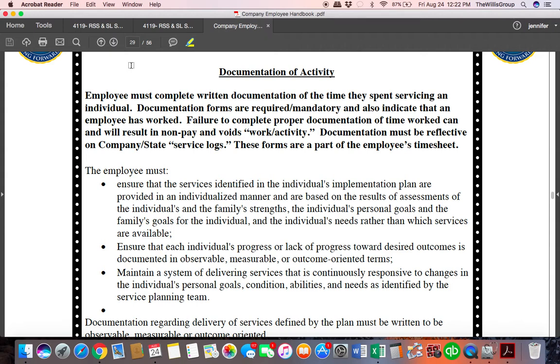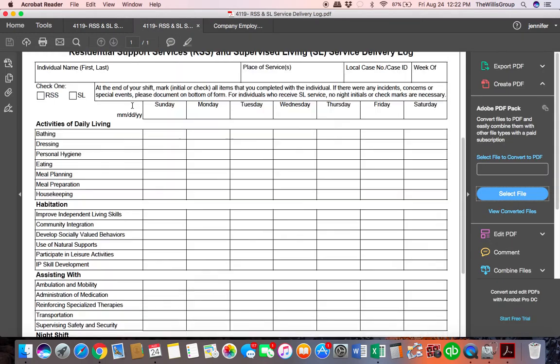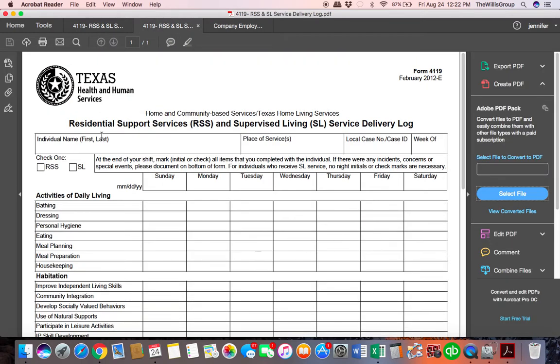Documentation must be reflective on company and state service logs. These forms are a part of the employee's timesheet. I'm going to give an example again of what those service logs look like for individuals that are being serviced in the group home setting. We are referencing these residential support or supervised living service delivery logs.